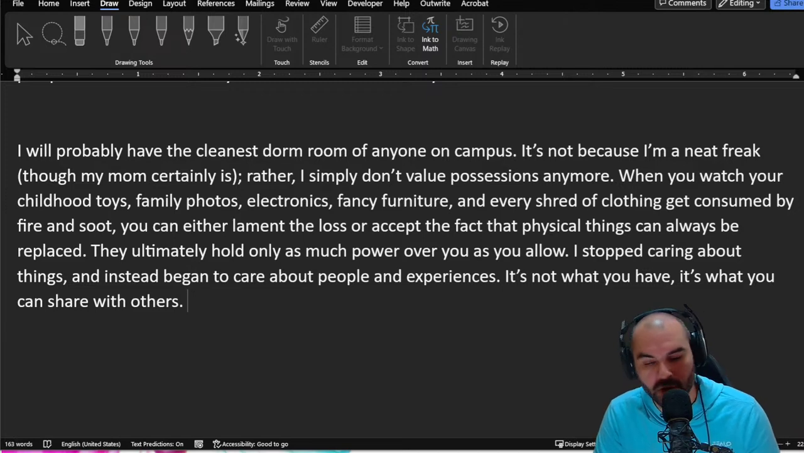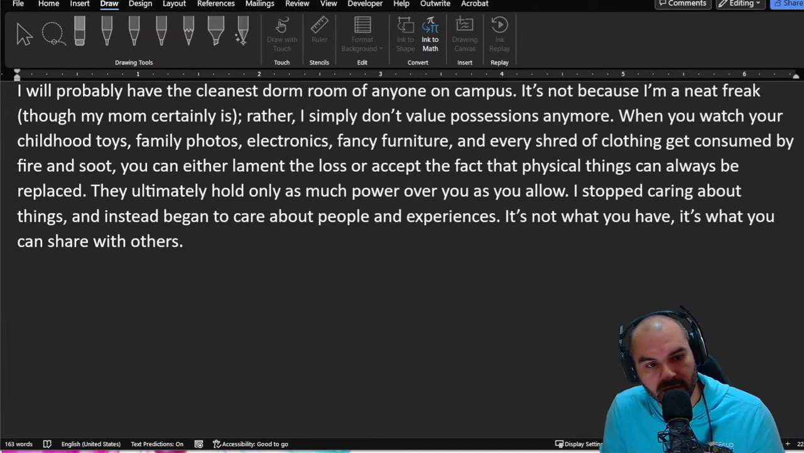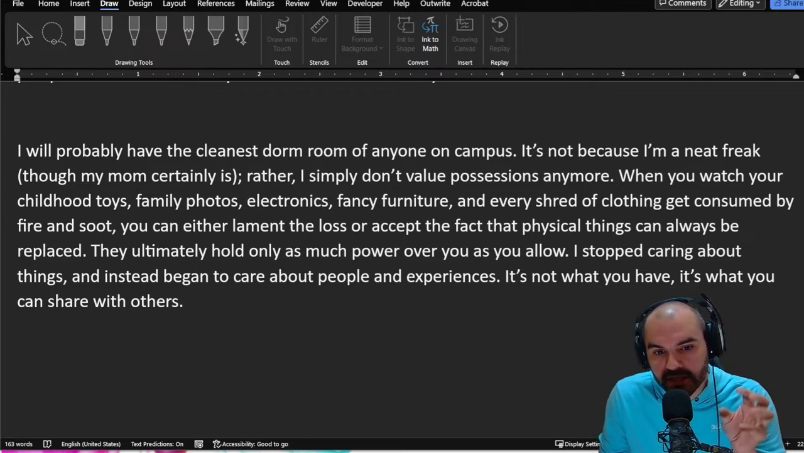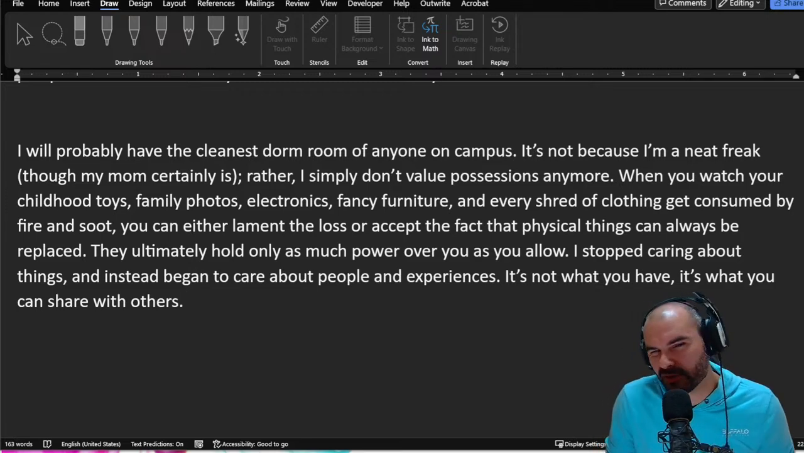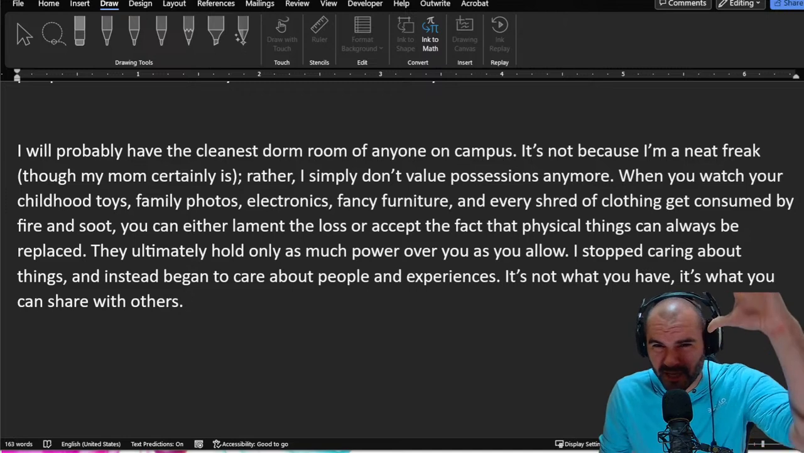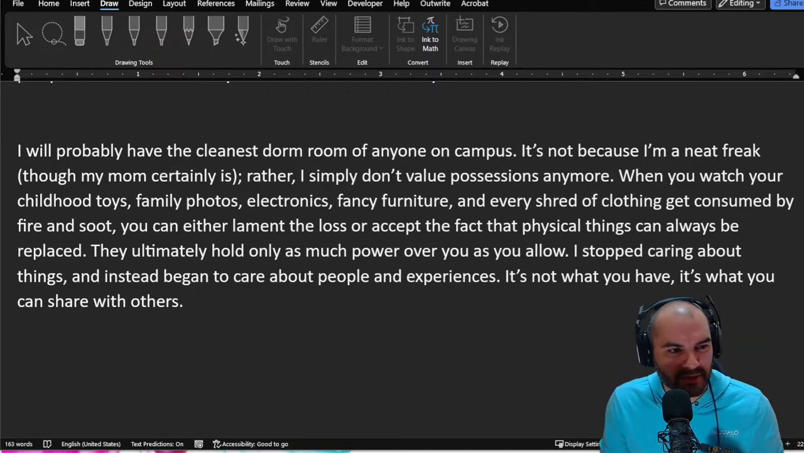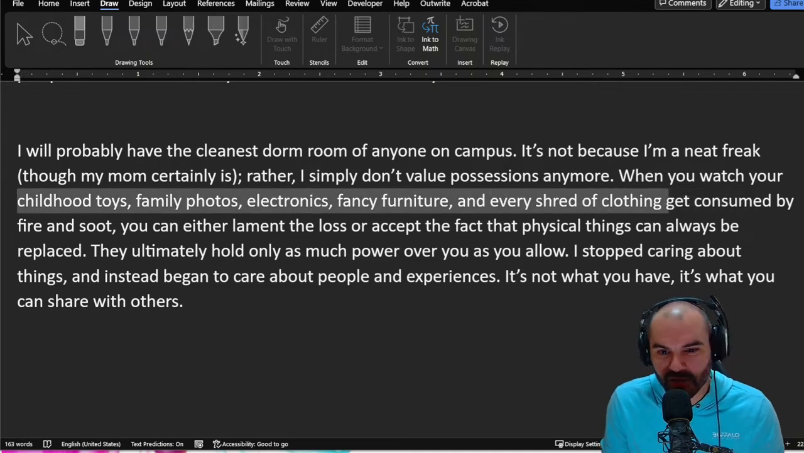All right. So this is where I want to go with this first idea of my feelings about materialism and possessions. I want to establish this fact. And again, I'm going to leak little details about this fire story throughout the paragraphs. I don't want to just tell it all from start to finish. I want to slip little details in here. Like this is stuff that actually happened.